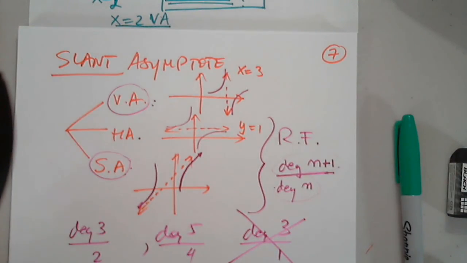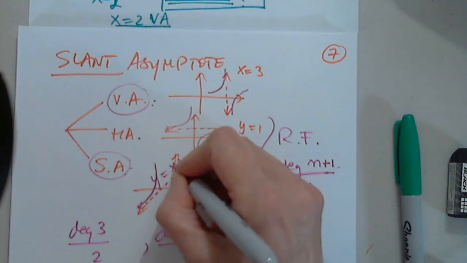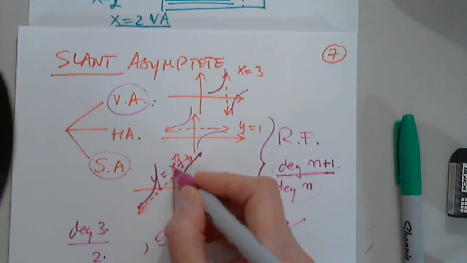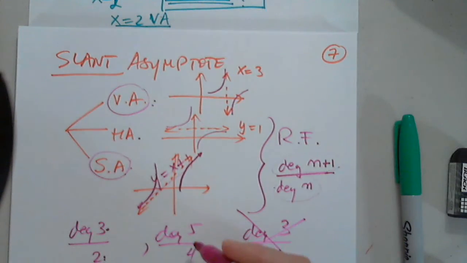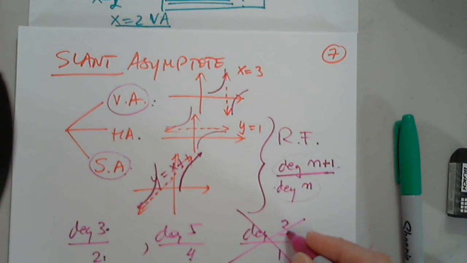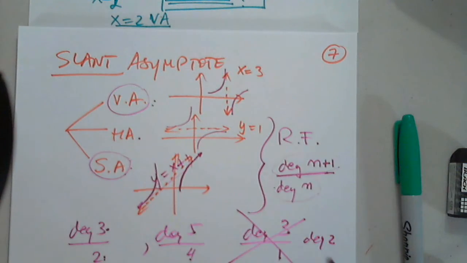Why does this happen? Because you understand that this is a line, like y equals x plus 1, for example. So when you divide this by this, I have to get a line. When I divide degree 3 by degree 2, I will get degree 1. When I divide degree 5 by degree 4, I will get degree 1. But when I divide degree 3 by degree 1, I get degree 2, which is not a line. So that's always easy to remember, I think.